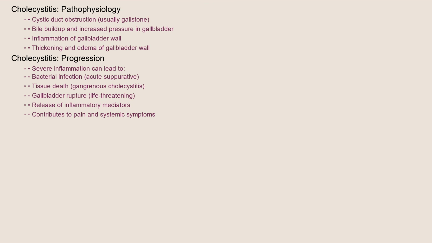The process of cholecystitis unfolds in a series of events. First, an obstruction. Typically, a gallstone blocks the cystic duct. This obstruction prevents the gallbladder from emptying bile, leading to a buildup of pressure within the gallbladder. This increased pressure irritates the gallbladder wall, causing inflammation. As inflammation progresses, the gallbladder wall becomes thickened and edematous, further compromising its ability to function.